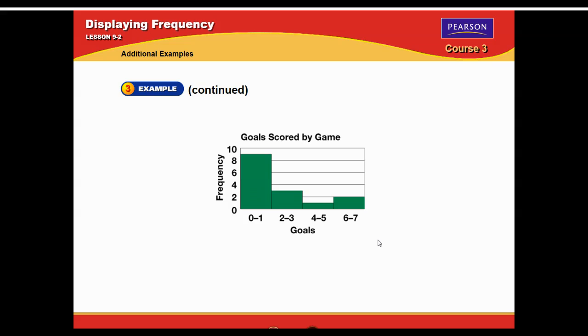And when you make a histogram, what you do is you have your bars next to each other. They're touching each other. The reason being because my intervals are touching. 0-1 is next to 2-3. So this is different than the typical bar graph that you would see, because the bars are touching and they're representing intervals. Okay.